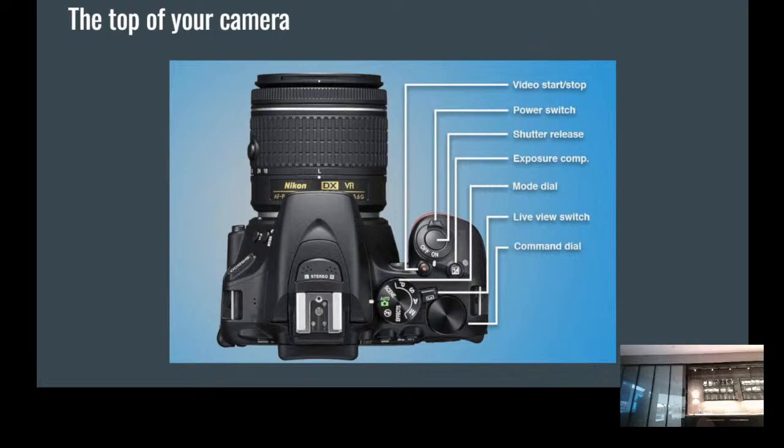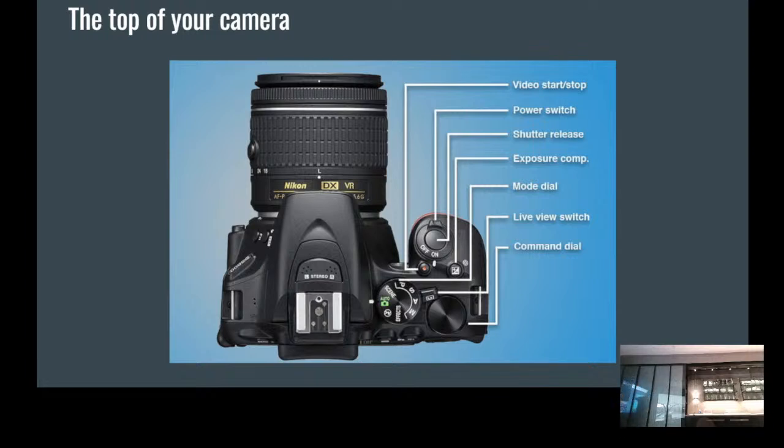Video start and stop is going to be one that you'll see in the beginning. Somewhere on your camera should be a red dot, could be a red circle. That's going to be your video. When you're shooting on your camera, if you do one click on that, that should start or stop your video, depending on if you clicked it before or didn't.